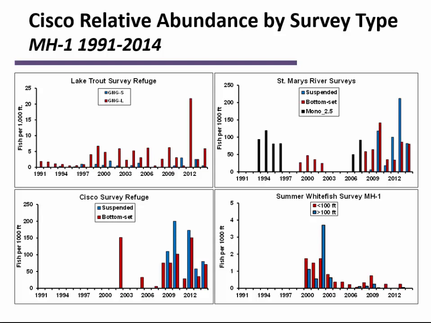There's no real trends. The only trend that we see in the entire data set is for our summer survey in MH1, where we're basically fishing gill net gangs less than 100 feet, greater than 100 feet targeting whitefish. We took catch Cisco. This is the only place where we've seen declines or any changes in relative abundance through time.